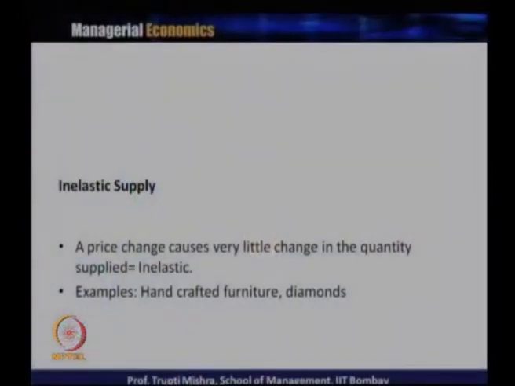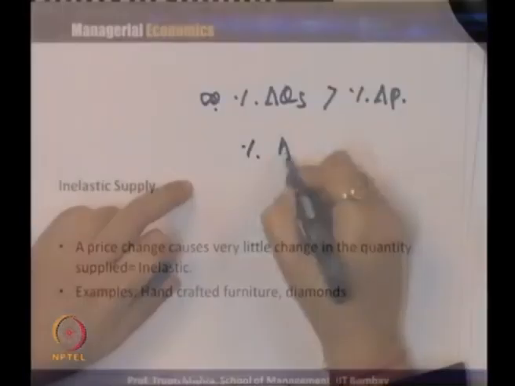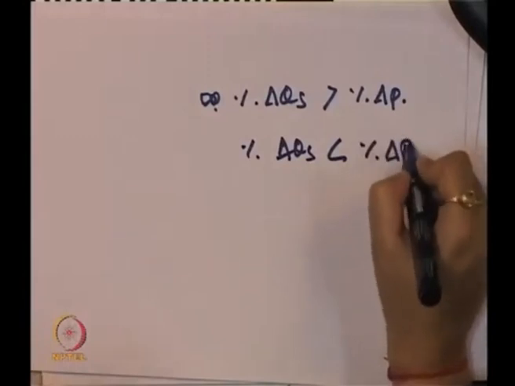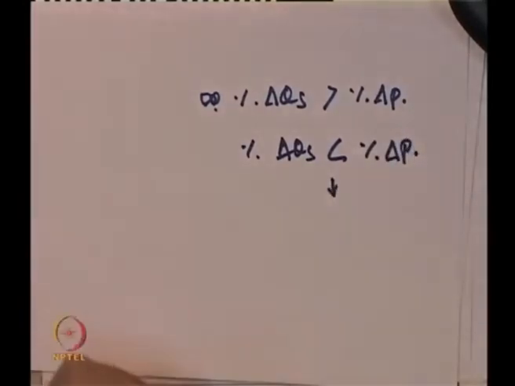Then we will see how it happens in case of an inelastic supply. Inelastic supply is one where a price change causes very little change in the quantity supplied. It means the percentage change in the quantity supplied is less than the percentage change in the P. This may happen because of two things. Either the time required to produce the product is significant, so even if there is an increase in the price, the producer is not going to supply more, or the nature of the product is such that the price increase is not because of increased demand. So, in this case, even if they supply more, there is no market for the product.